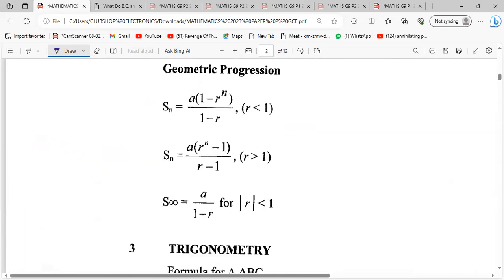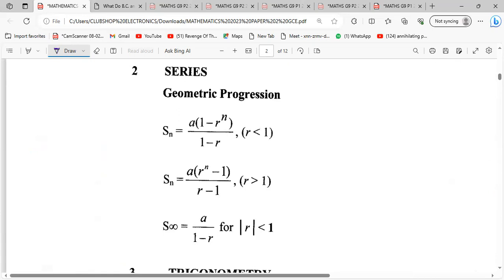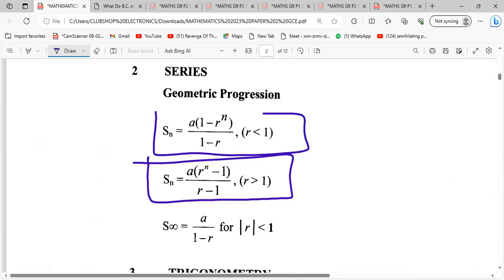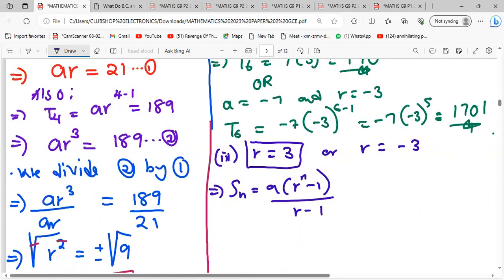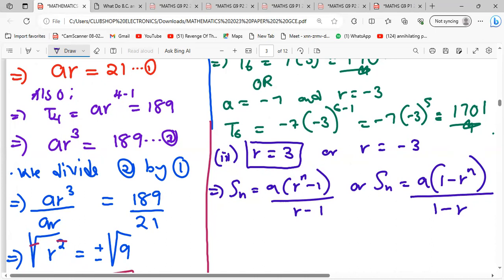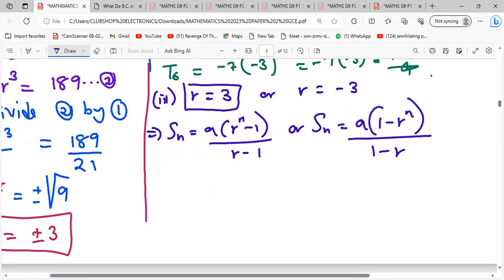You can check the formulas here. If it is greater than 1, you're going to use this. If it is less than 1, this is the formula we're going to use. The formulas are given to you. If we take our common ratio to be -3, then Sn is equal to a(1 minus r^n) divided by 1 minus r. Okay, so we can stick to the first one because we take r to be 3.